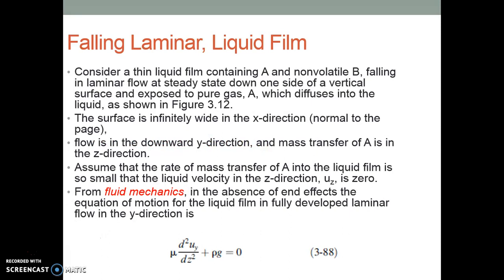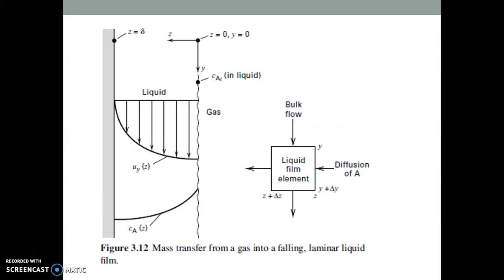So right now we will discuss falling laminar liquid film, by considering a thin liquid film containing A and non-volatile B, or sometimes we call it stagnant B, falling in laminar flow at steady state down one side of a vertical surface and exposed to a pure gas A, which will diffuse into the liquid as shown in figure 3.12.